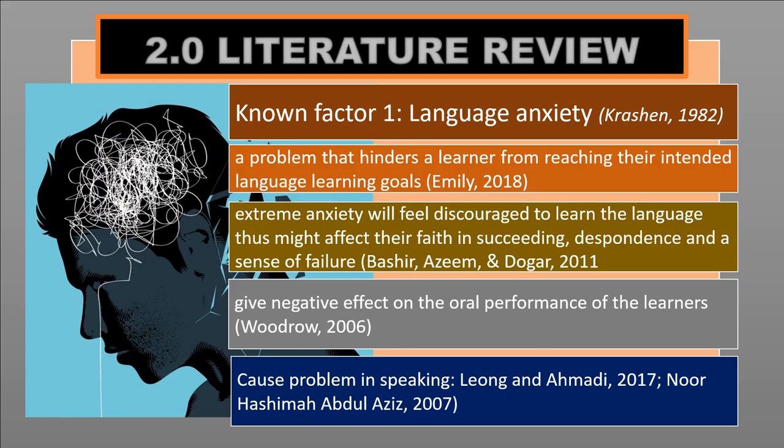The first factor would be language anxiety. Language anxiety, as mentioned by Krashen 1982, is one of the factors that have been the most researched when it comes to second language acquisition, apart from motivation and self-confidence. It is some form of fear, uneasiness, and tension related to the foreign language context on the count of speaking, listening, and also learning. It can be a problem that hinders a learner from reaching the intended language learning goals.